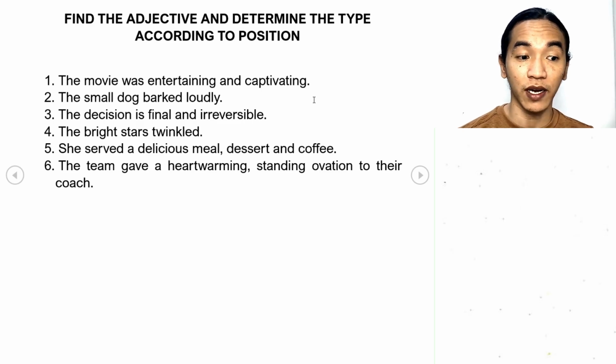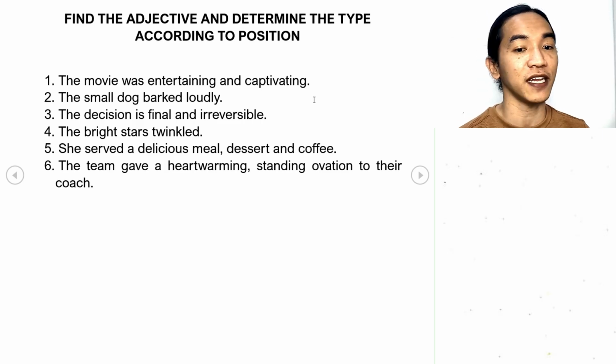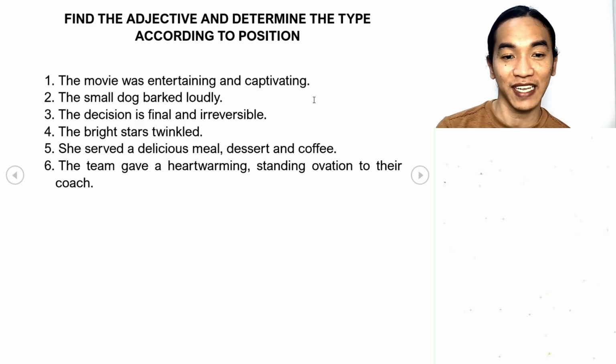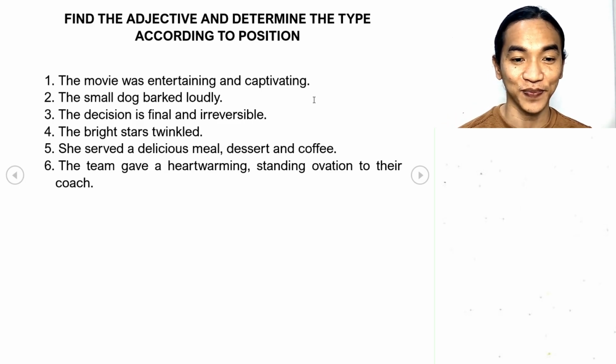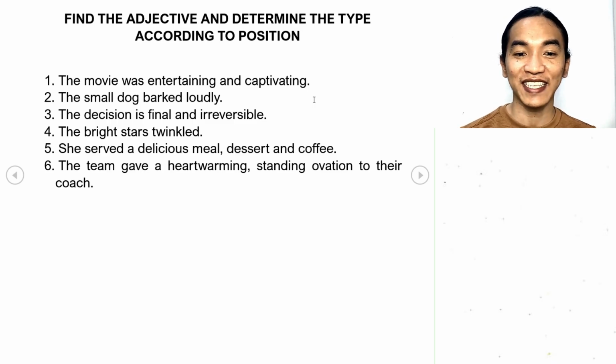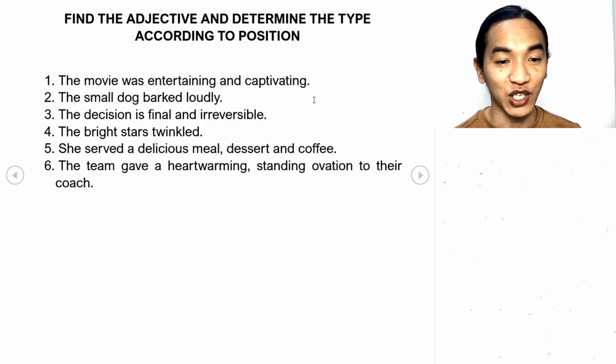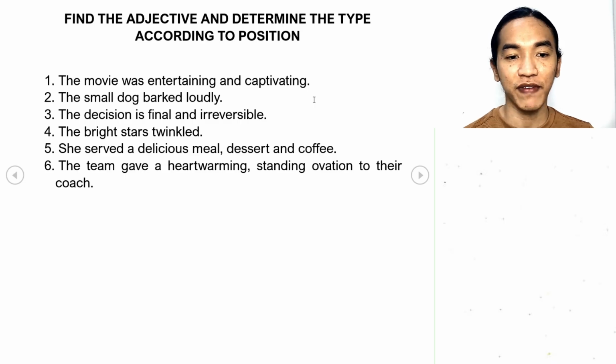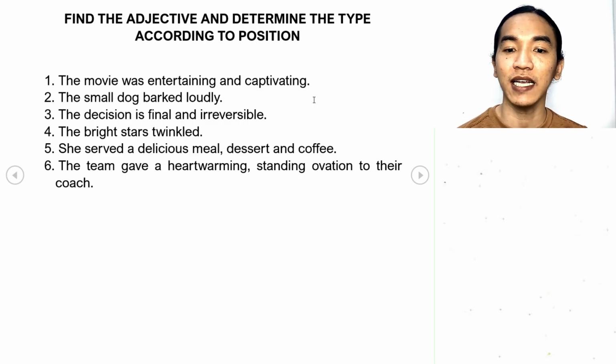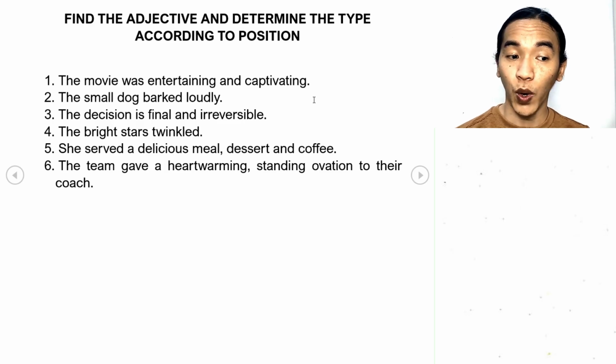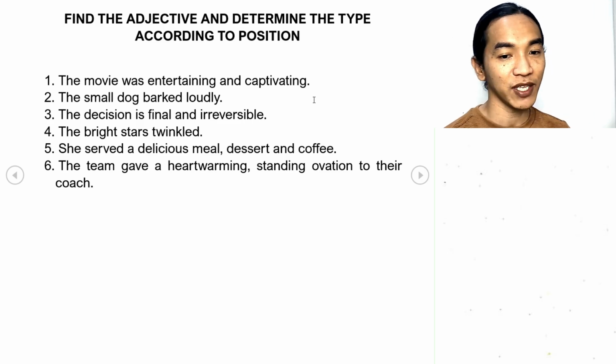So in this case, what are your adjectives? If you answered final and irreversible, then you are correct. And now, what type of adjectives are they? So these are your predicate adjective. Very good. Next, the bright stars twinkled. Bright is your adjective and it is attributive adjective. Very good. Next one, she served a delicious meal, dessert, and coffee. What is the adjective? Delicious. And it is attributive adjective.